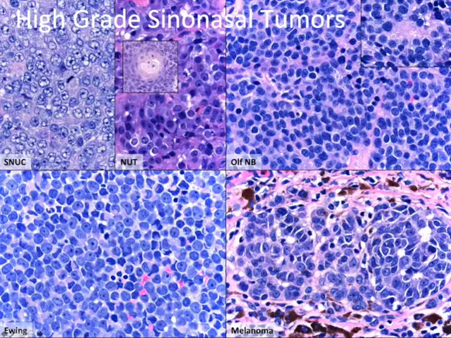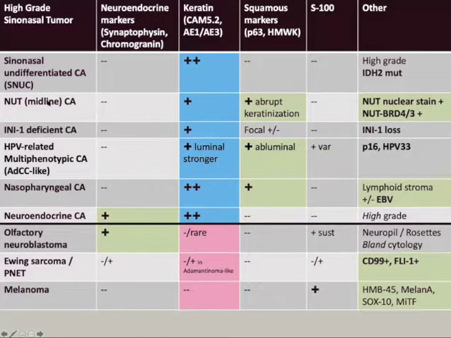Some kind of small round blue cell neoplasm, maybe with prominent nucleoli, maybe with some brown melanin pigment, might suggest melanoma. Maybe olfactory neuroblastoma morphologically is a little bit more bland, not as many mitoses, more small and more round, and maybe you'll find some rosettes, okay? Other than that, SNUC, Ewing's, some of these things can be very, very hard to differentiate from each other.